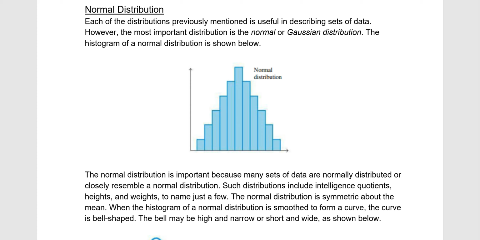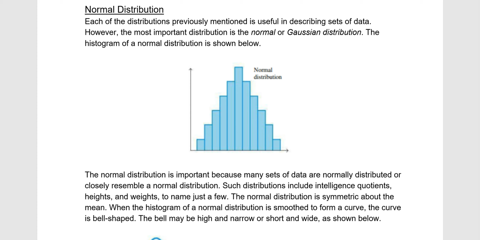This is so important because many sets of data are normally distributed or approximately normally distributed. Some examples of these are going to be something like heights, weights, intelligence quotients. Even GPAs can be normally distributed if there's enough students.